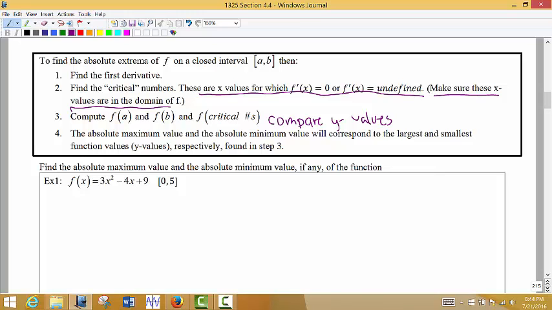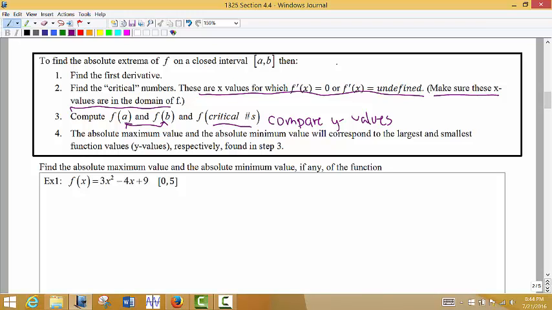So we're testing a few things. We're testing the boundary points. You notice that the interval is given as a comma b. So we're going to test the x values on the boundary lines, and then we're also going to test those critical numbers, the places on the graph that have those horizontal tangent lines. And then we're going to compare all of those and find our absolute max and absolute min.